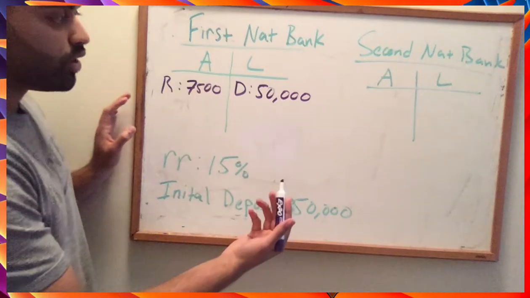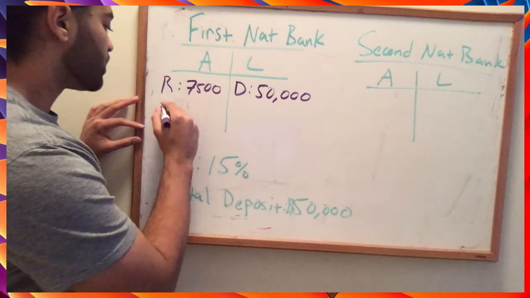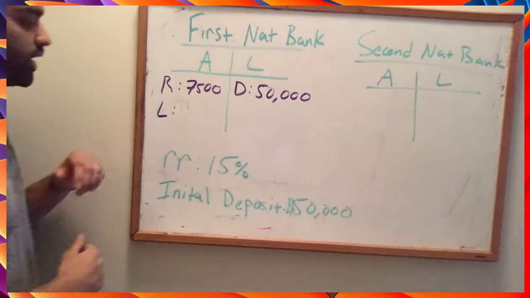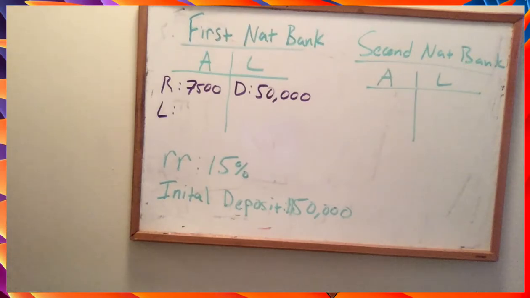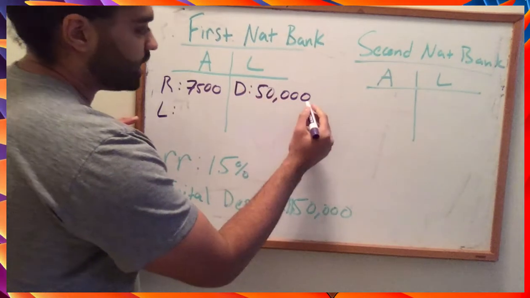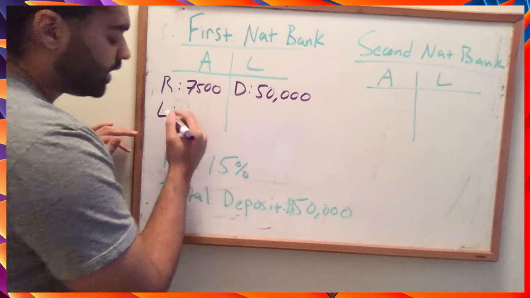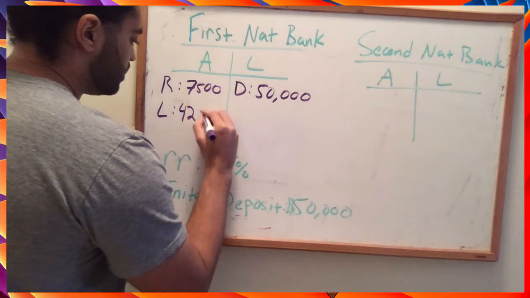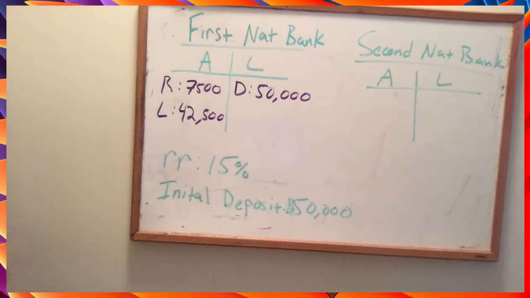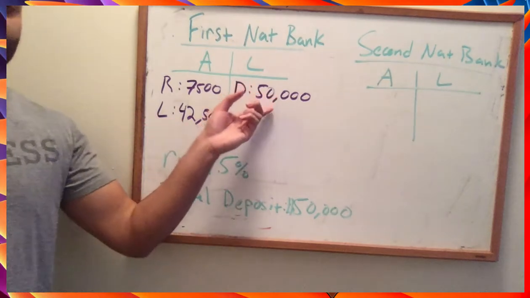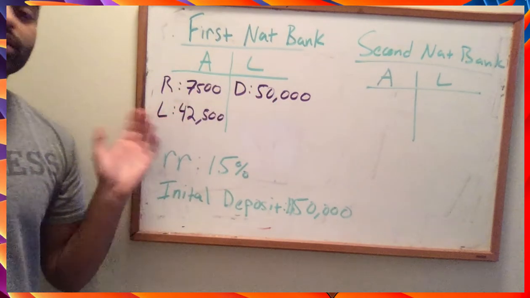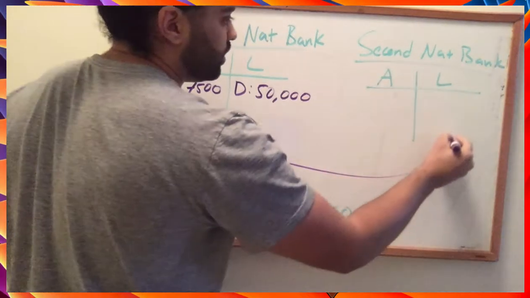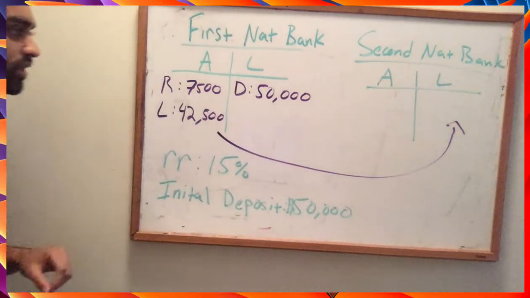Now, whatever we have left over, this is excess reserves. These excess reserves are going to turn into loans. L stands for loans, R reserves, D is your deposit. So to calculate how much we want to loan out, it's $50,000 subtracted by $7,500, and it should give us a loan amount of $42,500. This is how much we're going to loan out. So our initial deposit, $50,000. We only keep $7,500. The rest we're going to all loan out. So now this amount is going to be shifted to our Second National Bank.